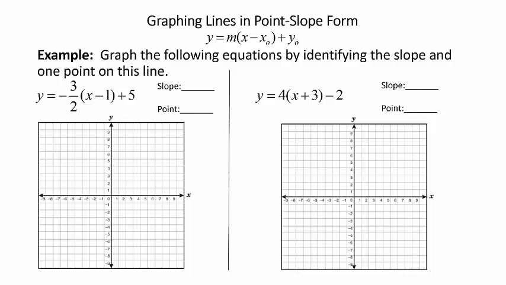Here we will graph lines in point-slope form. That is, lines of the form y equals m times the quantity x minus x naught plus y naught. All right, so in this form, it's a little different than y equals mx plus b, isn't it? But it comes from the formula for slope, actually.